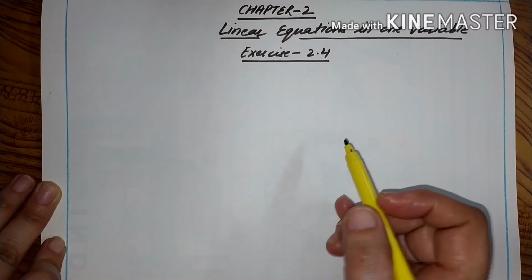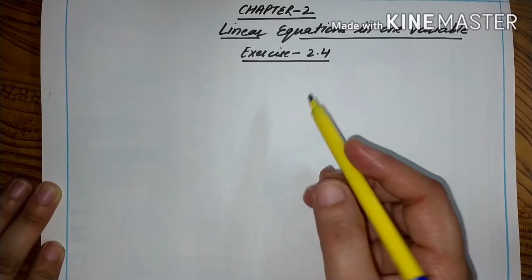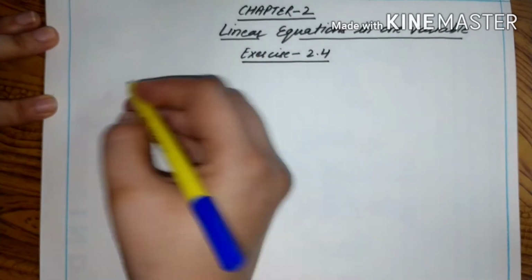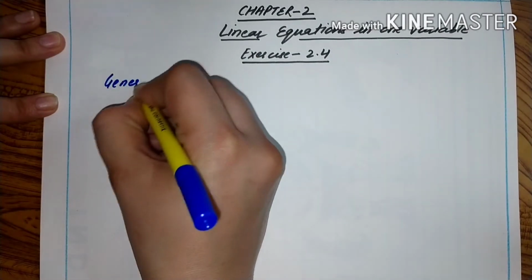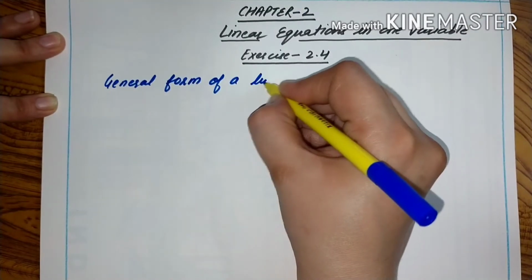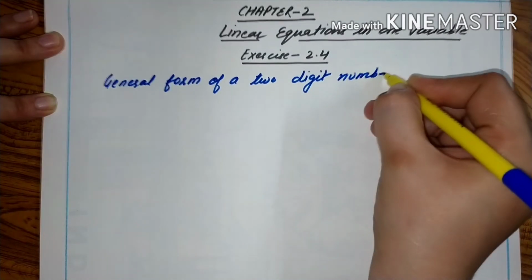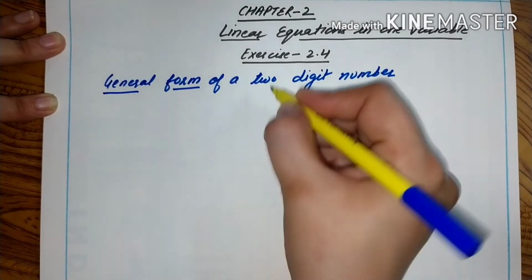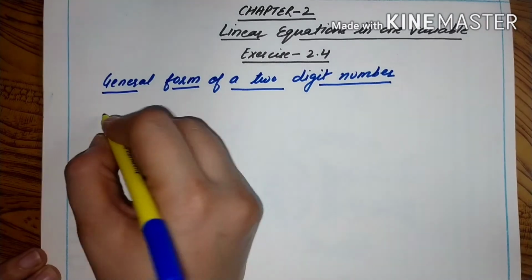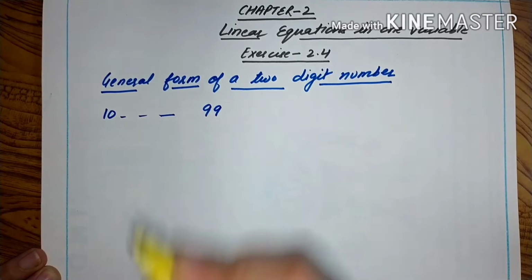Today we are going to continue our chapter 2. Exercise 2.4 today we will start. But before starting it, let us talk about the general form of a two-digit number. As you all know, the two-digit numbers start from 10 and go up to 99.